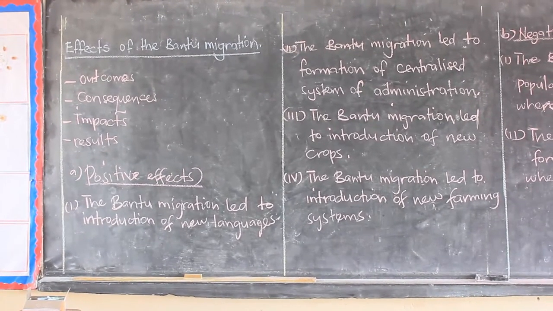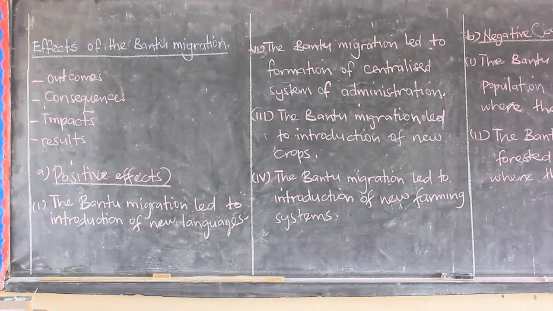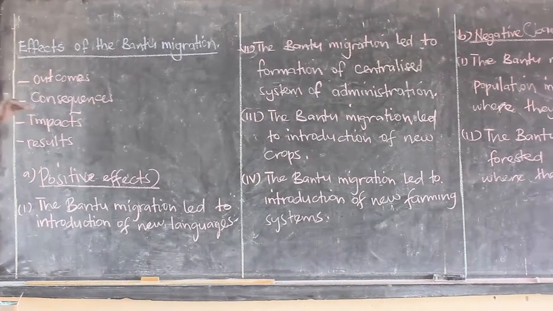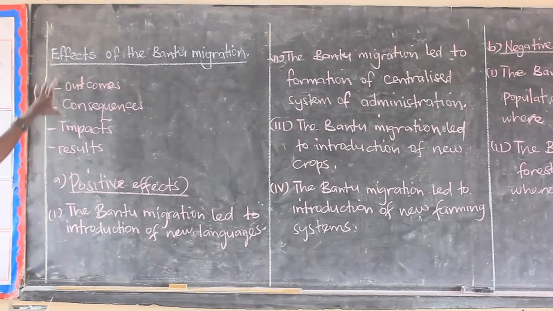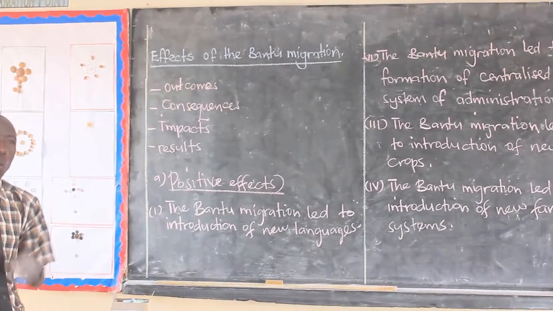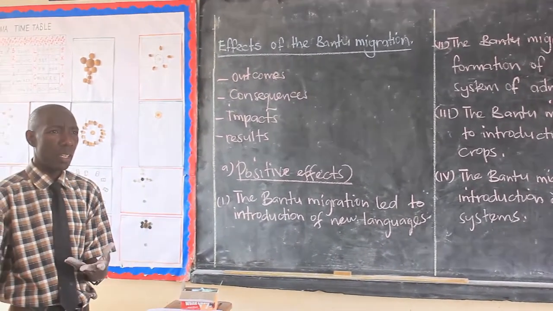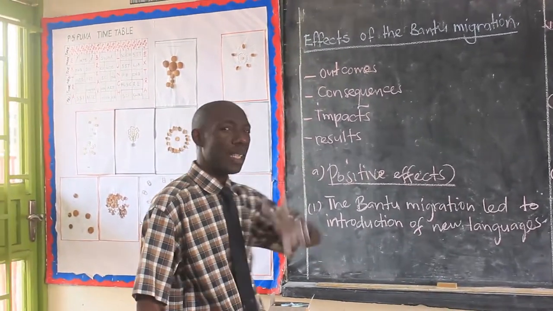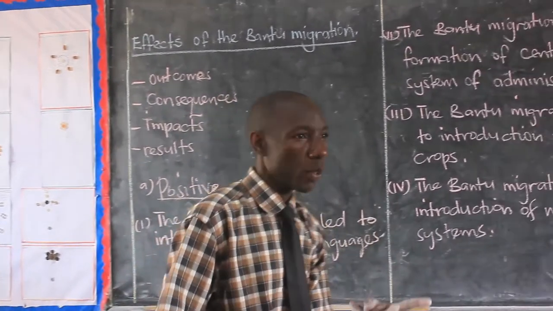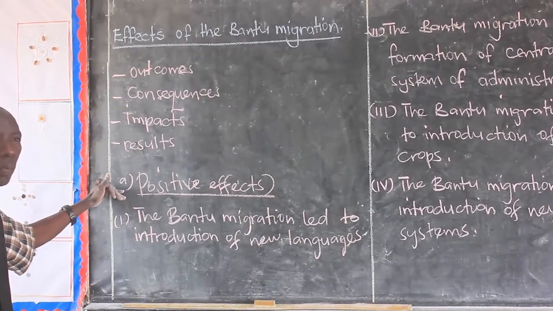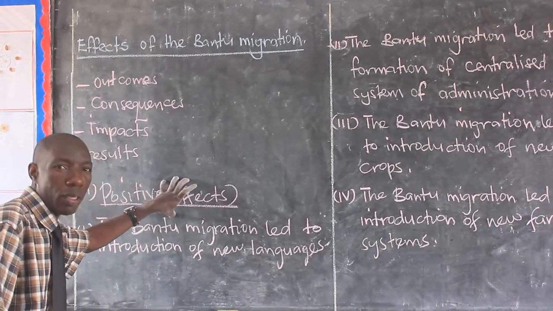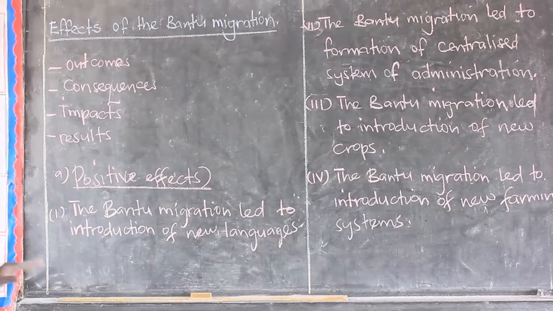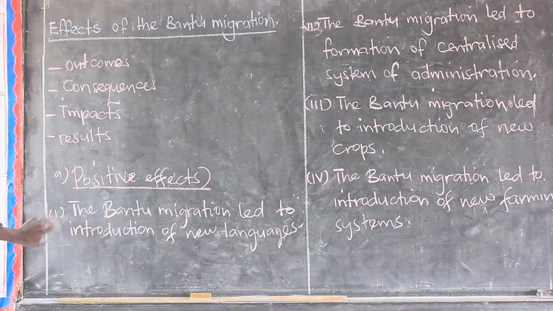The effects of the Bantu migration, and we said that the effects are called outcomes, consequences, impacts, or results. All these words mean effects. What happened after their migration? In other words, those are the consequences. And these results are divided into two groups. We have the positive effects or good effects. Also, we have the negative effects. Let me start with the first one.